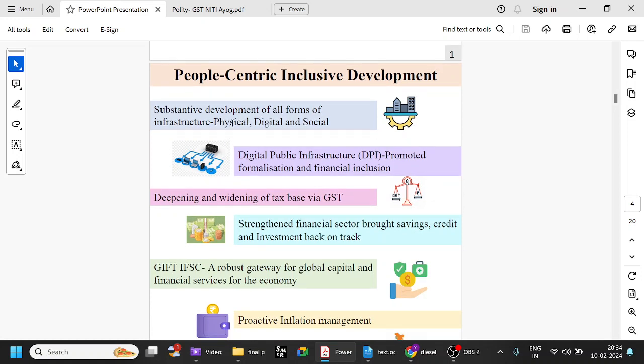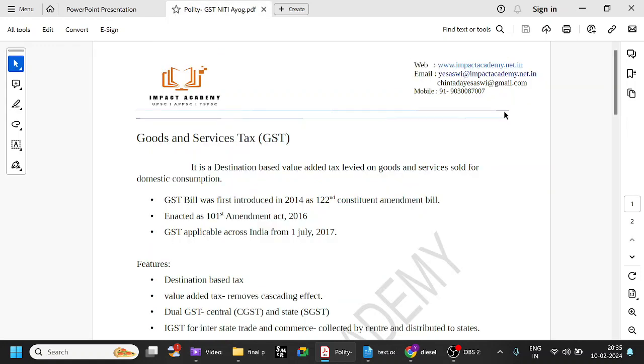You can say substantive development in infrastructure, physical, digital, social, digital public infrastructure, etc. Deepening and widening of the tax base via GST. GST is a very important reform of the central government. So let us quickly look at what is GST.